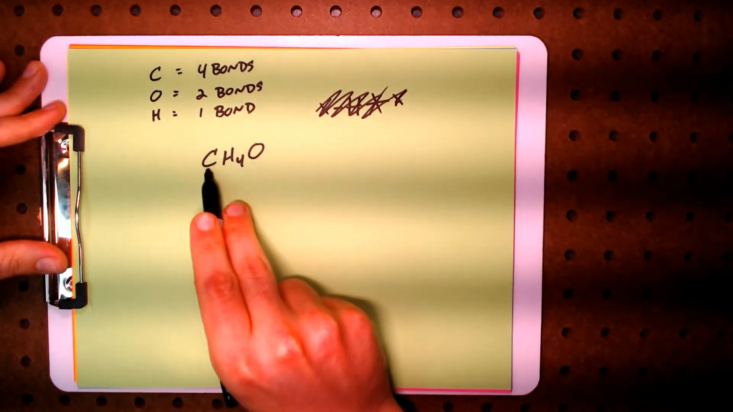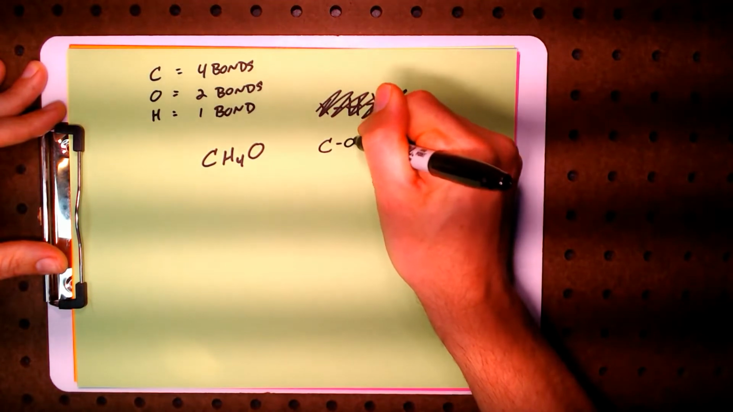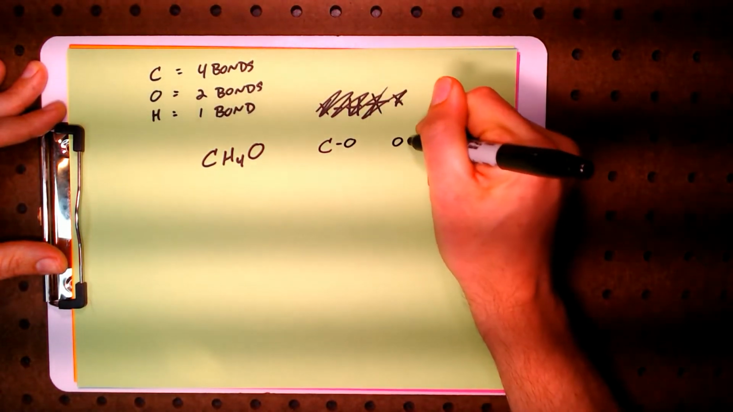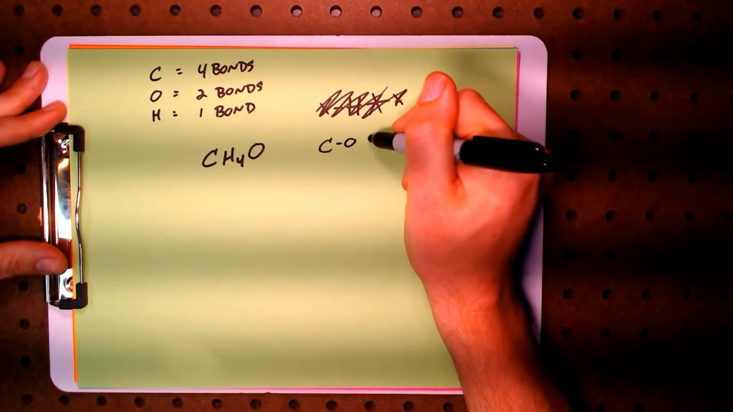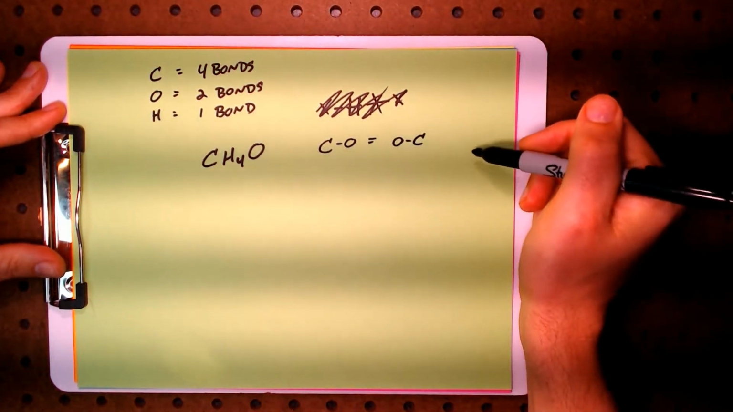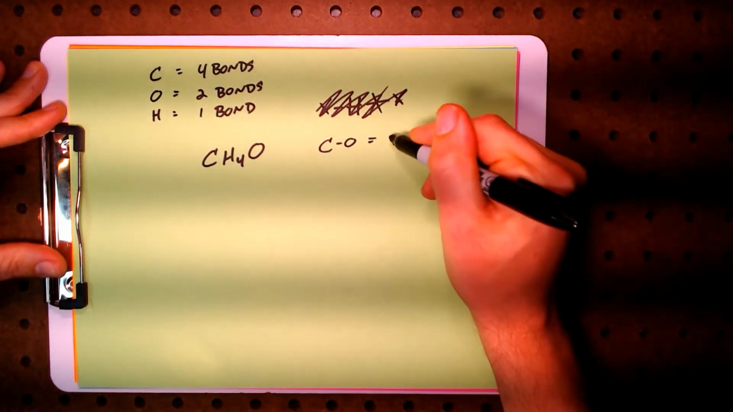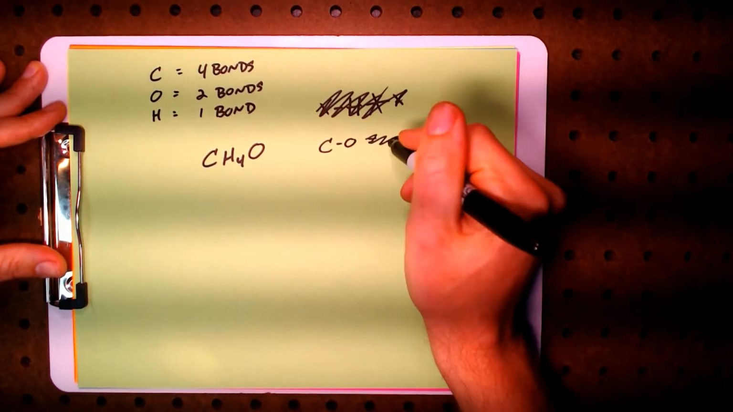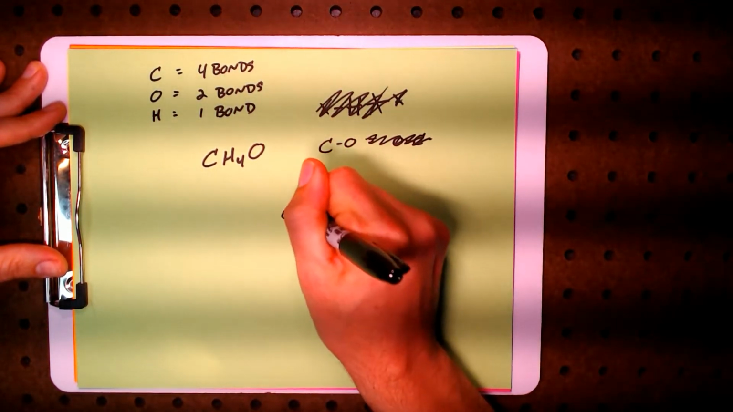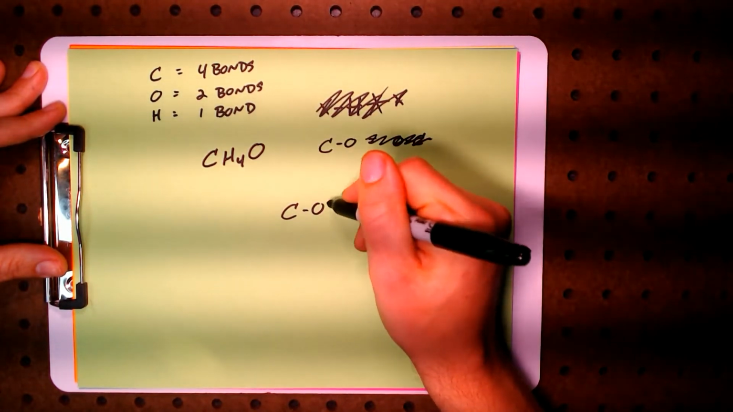So that means that either we have carbon attached to oxygen, or we have oxygen attached to carbon, and these two are equivalent. This is the same thing, just flipped around backwards. So both of these will be fine. I'll use this one here on the left as my sample. So we know that we have carbon and oxygen. We have those accounted for. Where do the hydrogens go?